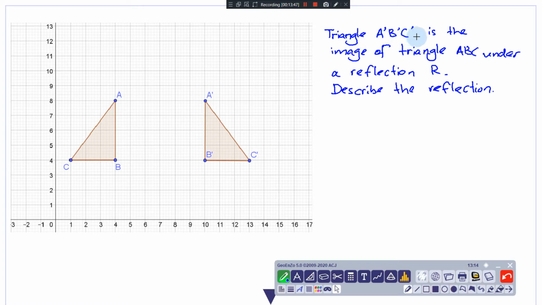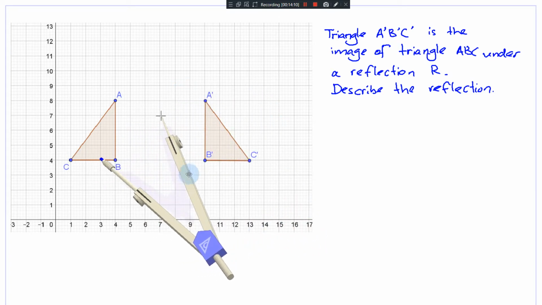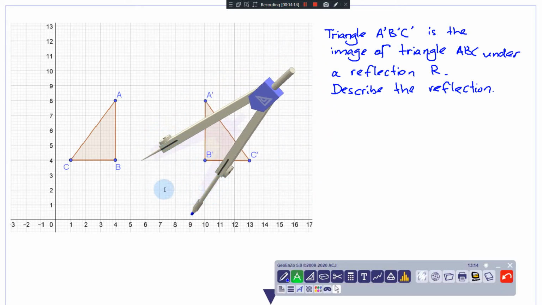Triangle A prime, B prime, C prime is the image of triangle ABC under diffraction R. Describe the diffraction. Remember, when you are asked to describe a diffraction, you need to mention the axis of diffractions. So how do we get the axis of diffraction? Same thing, use compasses. But in this case, actually, we don't have to use the compasses. You also can get the axis of diffraction, right? Okay. So let's say if we want to use the compasses to help us, we choose any 2 points. B prime, A prime, or C prime.